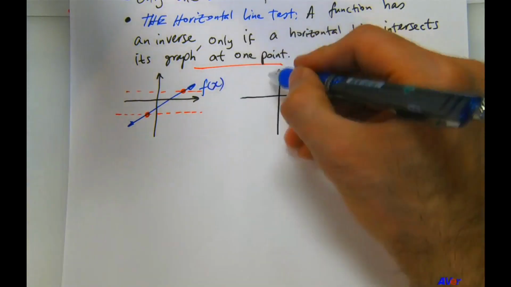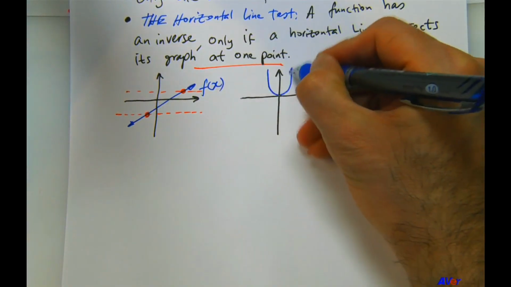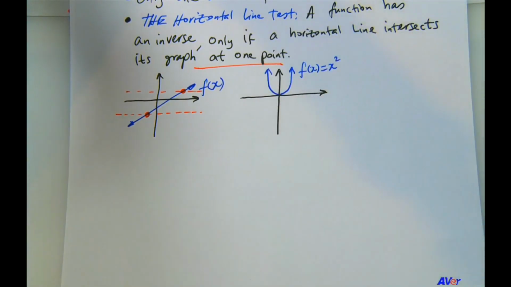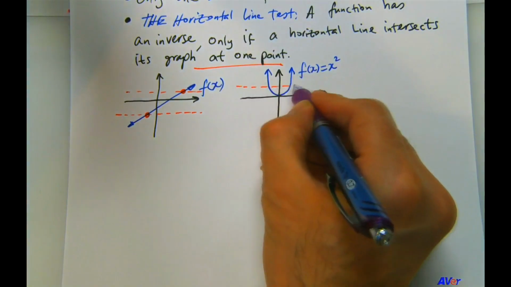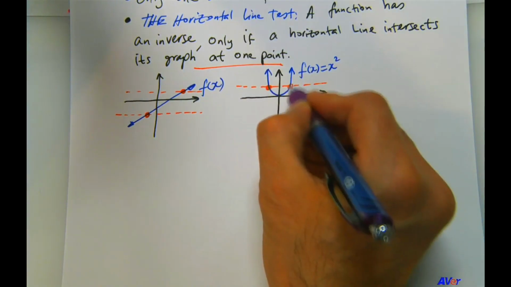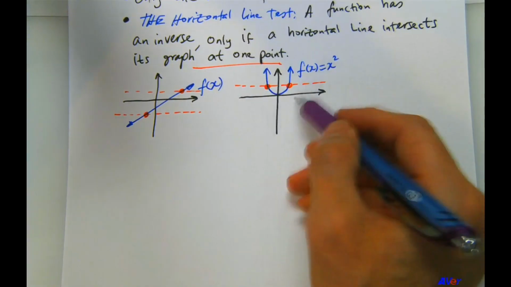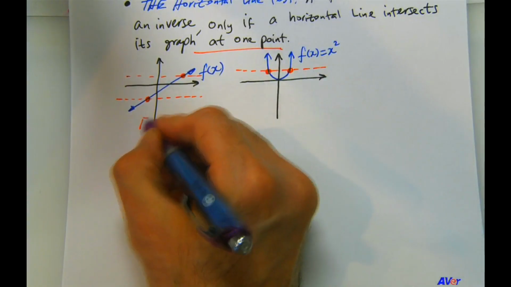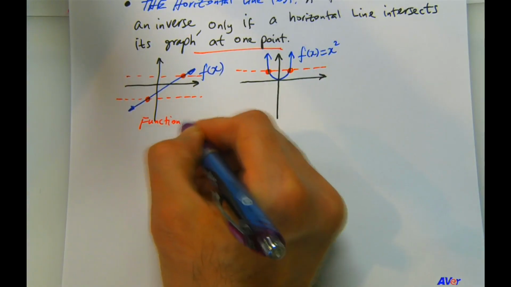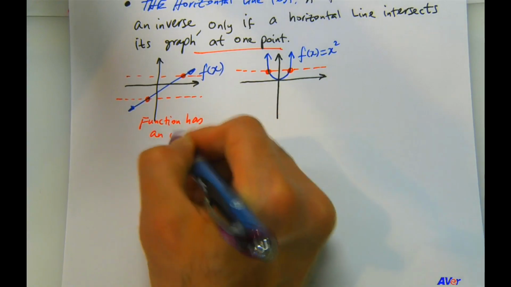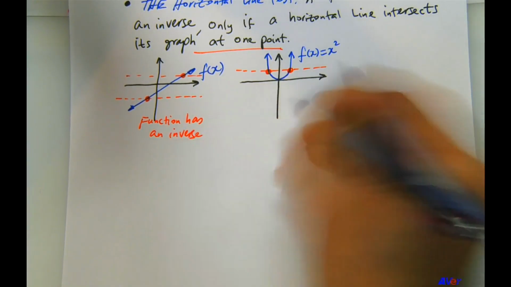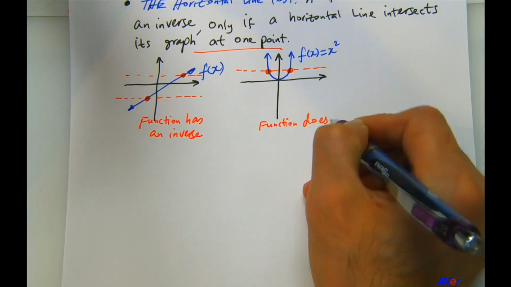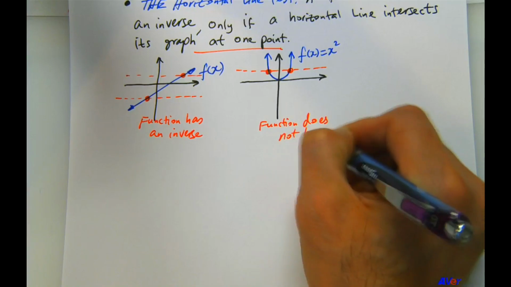Then in Math 126, we talked about functions like this. The quadratic function, remember that? The basic quadratic function, f of x equals x squared. Does this have an inverse? Well, using the horizontal line test, no. It has no inverse. So this one has an inverse, and this function does not have an inverse.